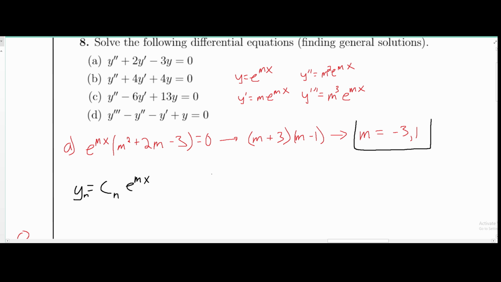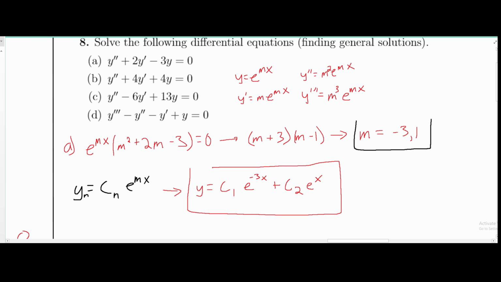So when we get our m values, we have to plug it into this. After we plug everything in, we get y is equal to c1 e^(-3x) plus c2 e^x. And that is our general solution. It's general because we still have c's, constants, in our solution, so it is not particular.